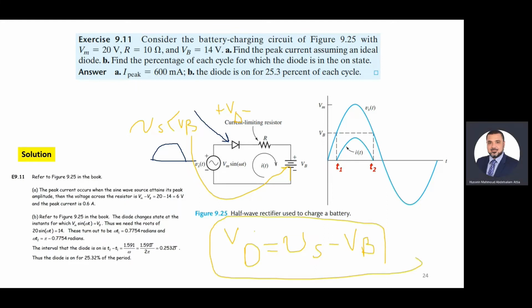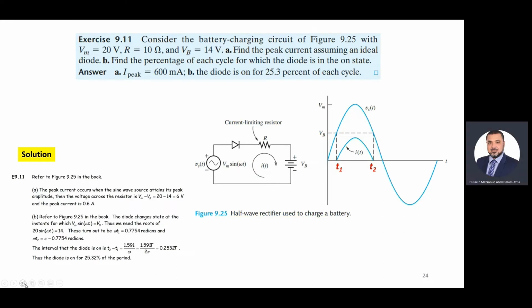So it's clear that the voltage across the diode is controlled by the source and Vb. So the diode will be on when the input exceeds Vb. Only during this time will you have diode current. This is the diode current here, ya shabab. Meaning the diode current is this current here. Diode current will flow between T1 and T2. Between T1 and T2. So we'll have the diode current this way.